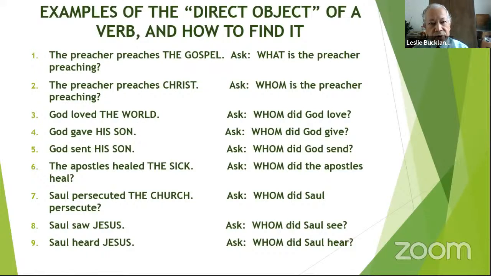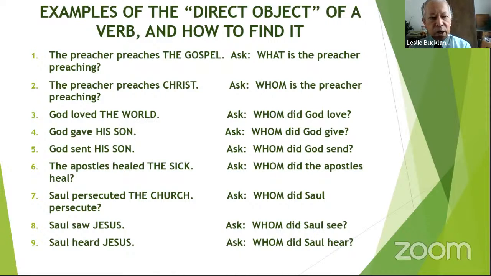So here are some examples of finding the direct object in different sentences. The first sentence is, the preacher preaches the gospel. And so you ask the verb preaches, what is the preacher preaching? And the answer to that question gives you the direct object. So the direct object is gospel. Of course, you say the gospel. The is the definite article, but gospel itself is a noun, which is the direct object itself.